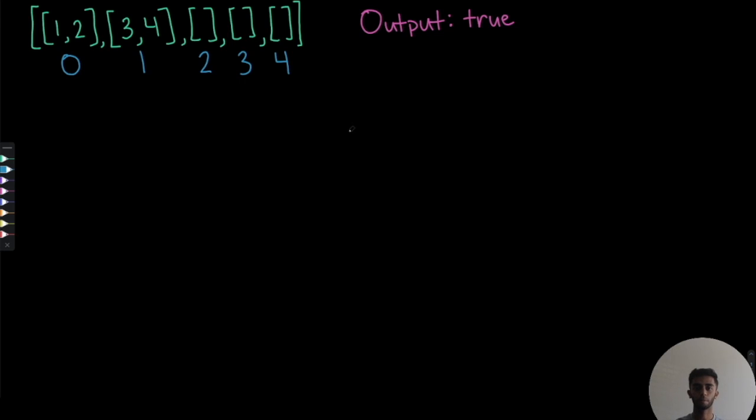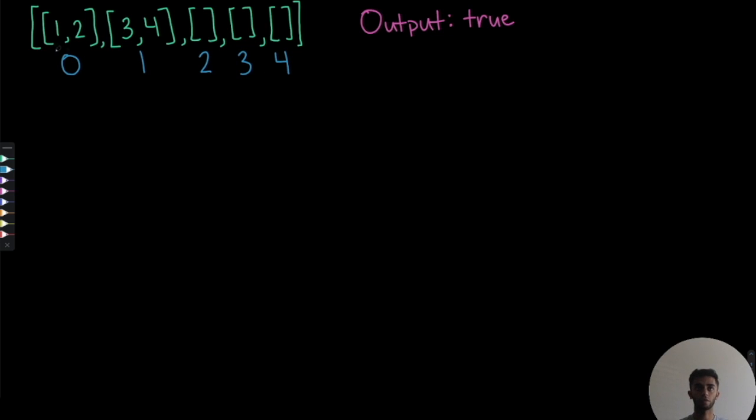In this video, we'll cover the problem keys in rooms. Here, your input is just going to be a single 2D array that represents a set of rooms that you are trying to enter. So with this example, we have a total of 5 rooms here, indexed 0 through 4.